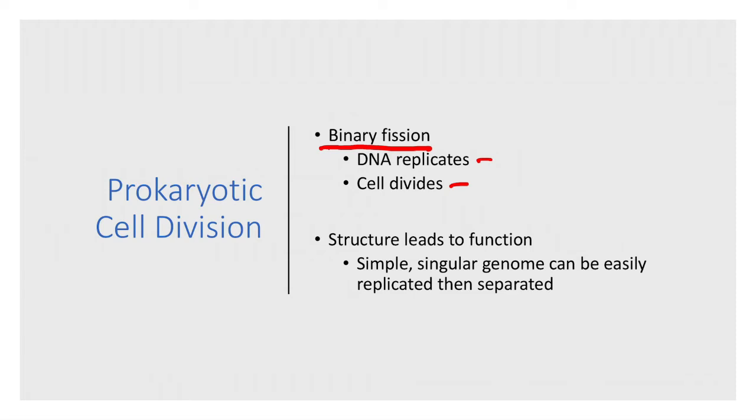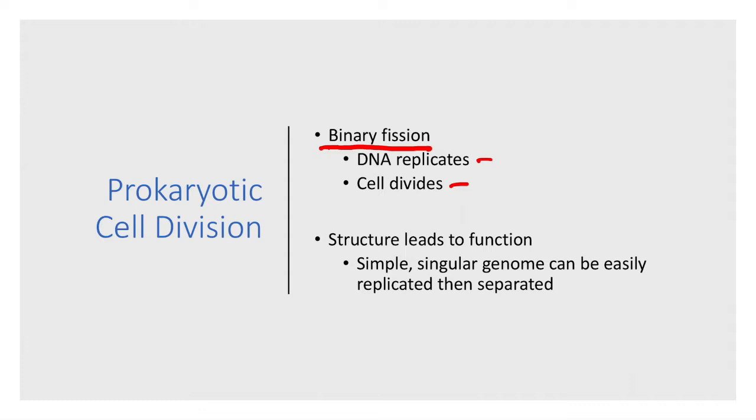I mean, we're talking, we could be covered on Earth in miles deep layers of bacteria if they could divide as much as they wanted to and as fast as they could. So it's a really, really fast process. And the reason it's so fast is because that simple singular genome, or chromosome really, can be replicated, separated, end of story.